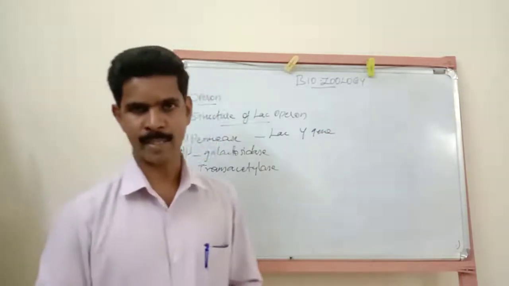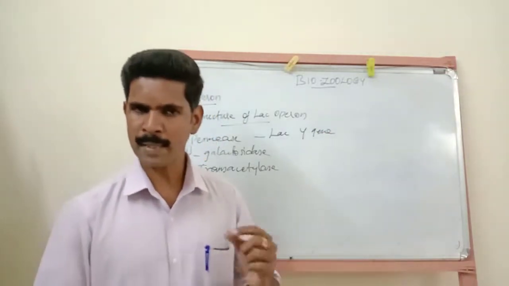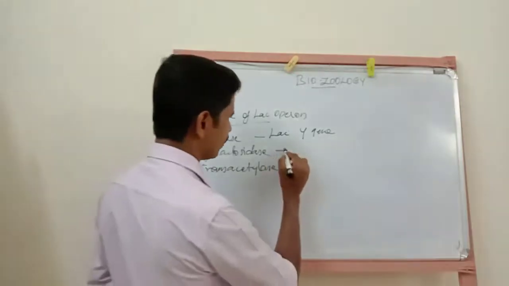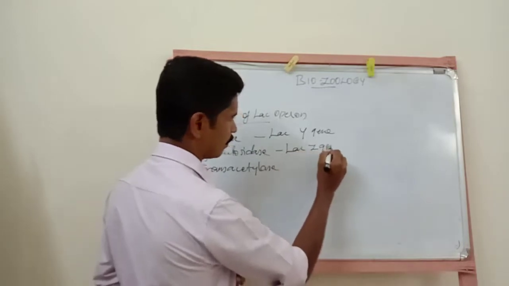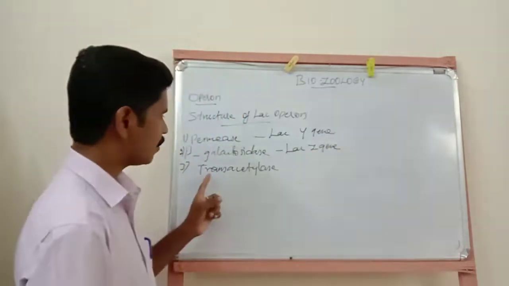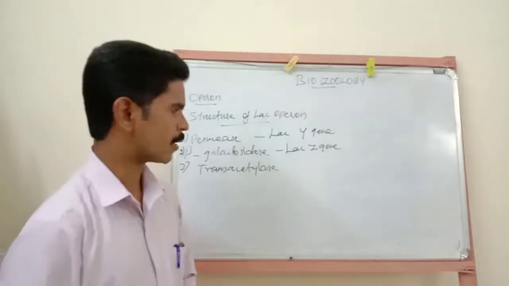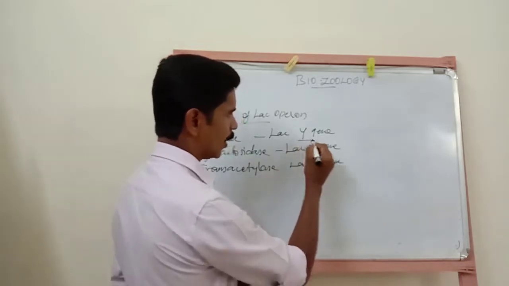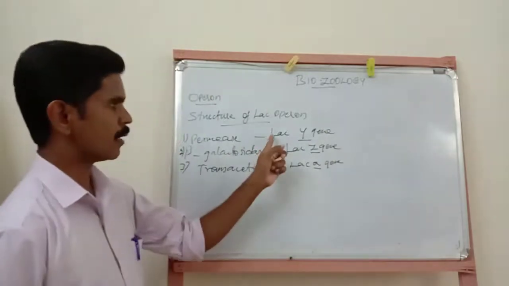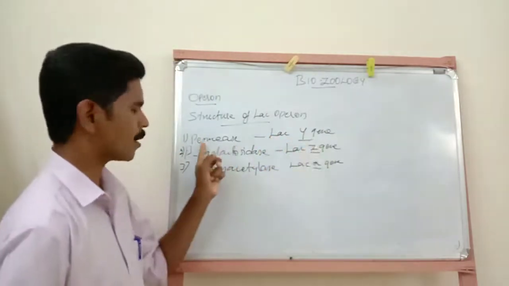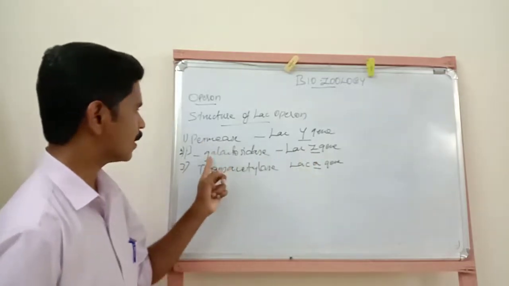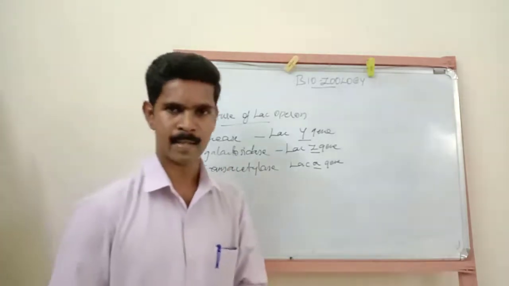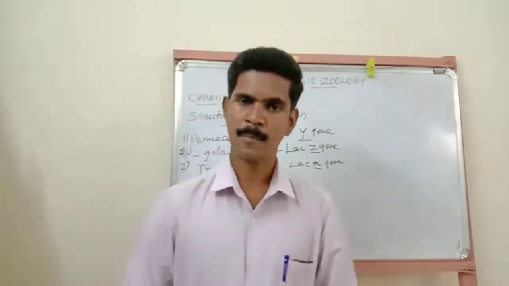Okay, LAC-Y gene. The production of beta galactosidase is controlled by a gene called the LAC-Z gene. The production of transacetylase is regulated by a gene called the LAC-A gene. So Y gene, Z gene, A gene. The LAC-Y gene codes for the permease enzyme, the LAC-Z gene codes for the beta galactosidase enzyme, and the LAC-A gene codes for the transacetylase enzyme. Hope you understood all these points.